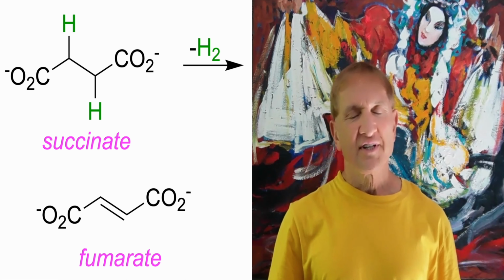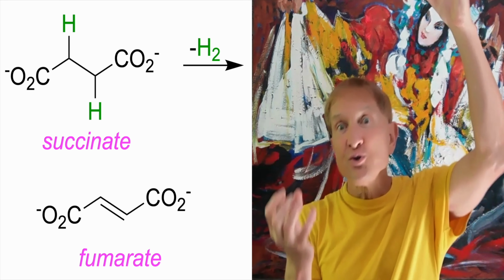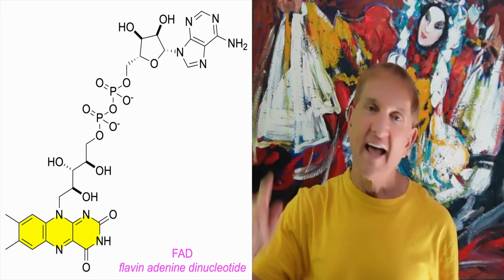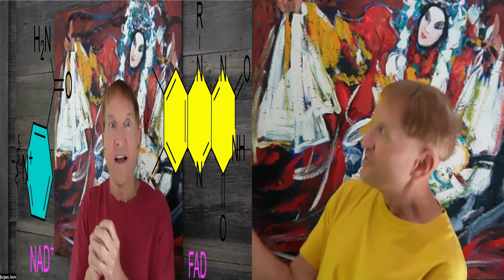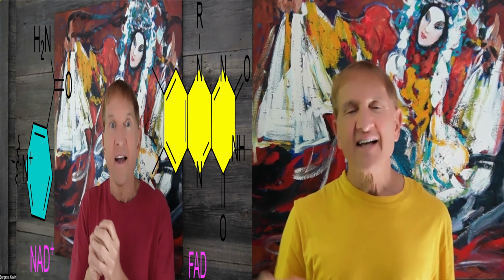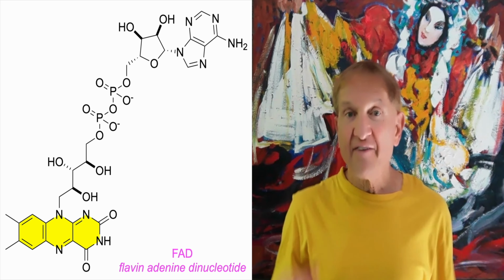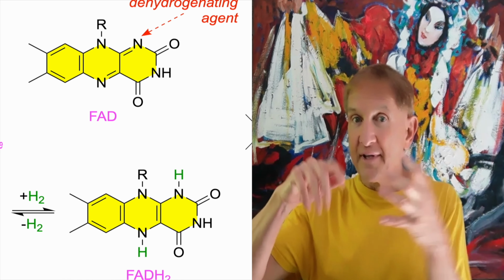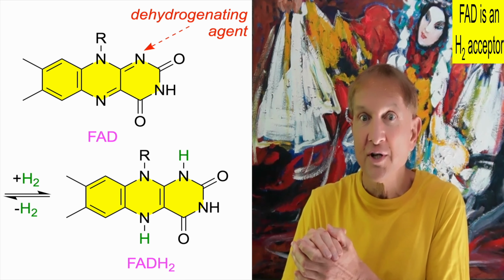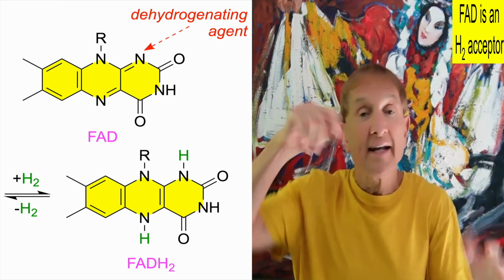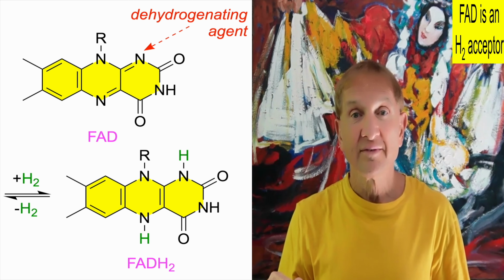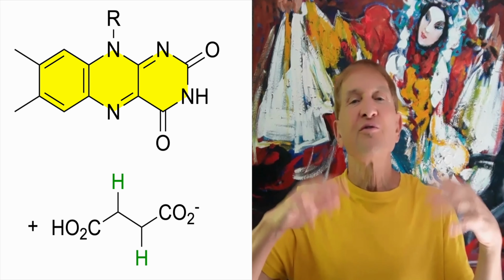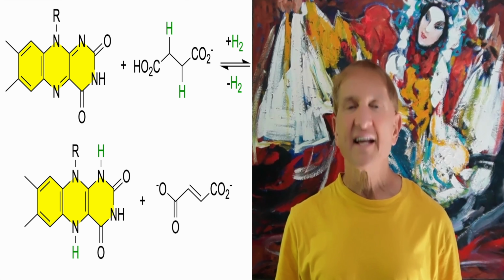The oxidizing agent that nature uses to remove 2 hydrogen atoms in an apolar reaction is flavin adenine dinucleotide, as I've talked about before, otherwise known as FAD. FAD is going to go to FADH2. Remember, it's the flavin end of this reagent which captures the 2 hydrogens. It adds them across the heterocycle and it forms FADH2. And therefore, fumarate is formed. We're at the next station.